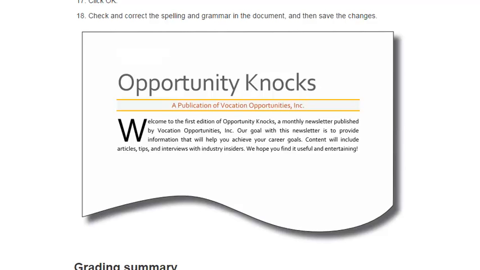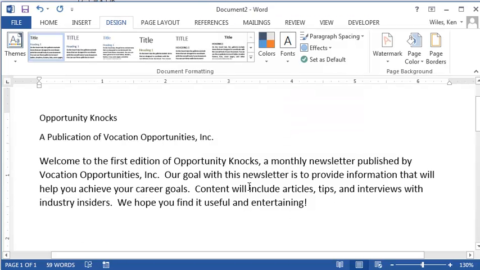Okay, in Activity 10.2, we're going to continue looking at things that we can do with newsletters. This one, we're going to create basically the heading, the first part of a newsletter for something called Opportunity Knocks. So I have already typed it all up here.